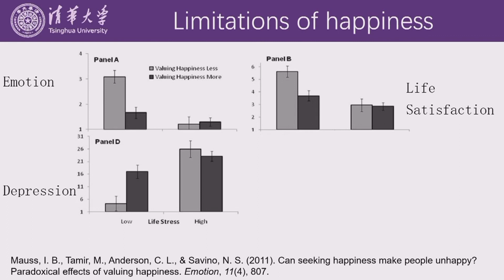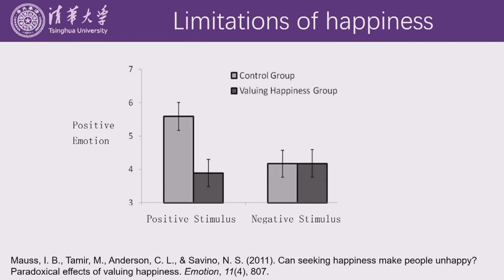Why? Because when the situation is good, they feel like, okay, then I must be happy. I have to be happy. But why am I still not so happy? There must be something wrong with me. So they become less happy and more depressed. So that's why, if you care about happiness too much, you will become less happy. And they did an experiment to prove that. If you give people a negative stimulus, both groups will feel unhappy. But if you give them a positive stimulus, they found that people who value happiness will feel less happy. They will have less positive emotion.